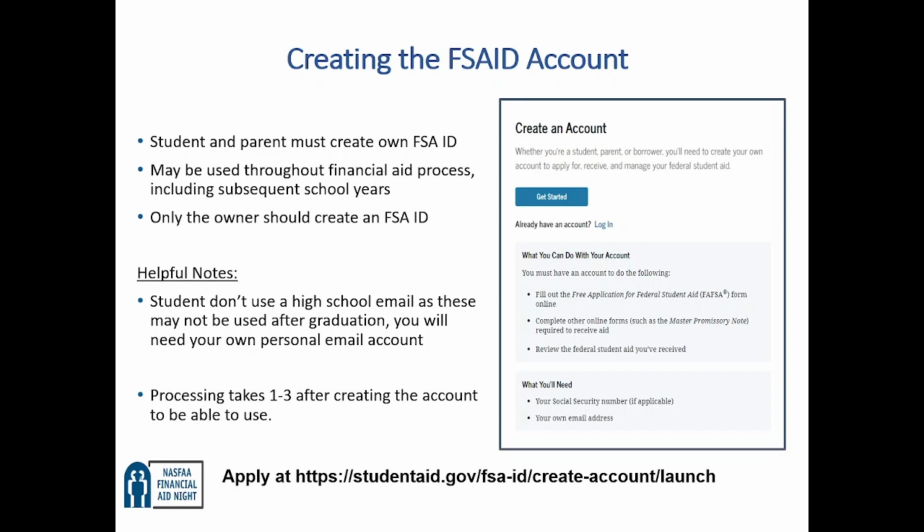Usually the processing time takes 1 to 3 days after creating an account before you're able to use it. That's why it's important to get this done before you start doing your FAFSA. That way you won't have to wait and have any delays. You'll have it all ready and ready to go. And you'll be able to use this FSA ID each year. So once you create it, you will use it every year to complete your FAFSA.